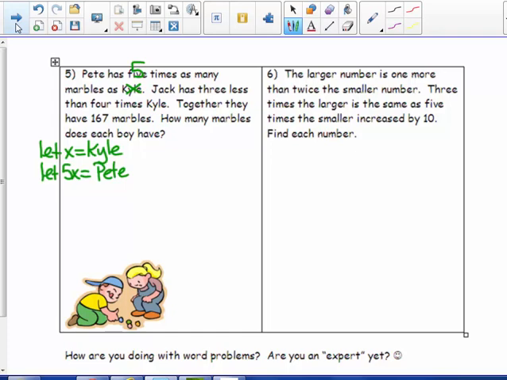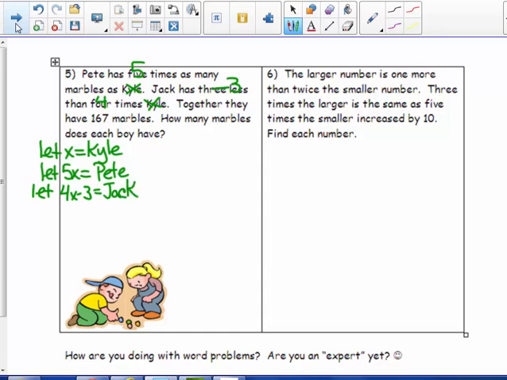Jack has 3 less than 4 times Kyle. Kyle's the x. Jack has 3 less than 4 times Kyle. Kyle's the x. So 4x minus 3, that's Jack.